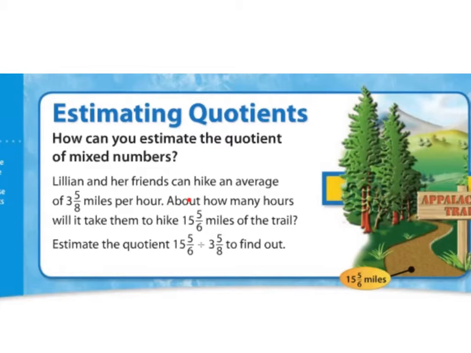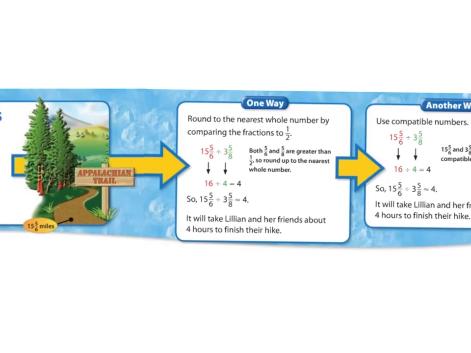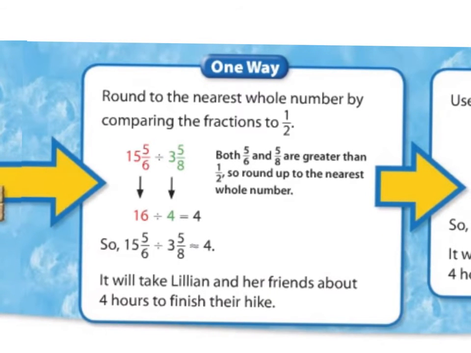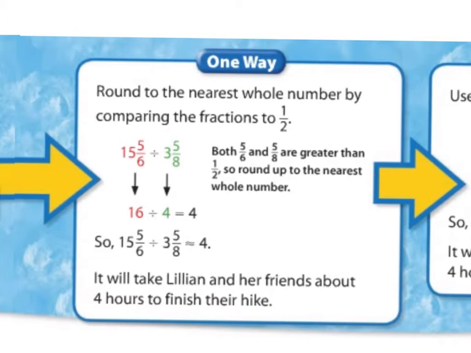I see that they put in the word here, about. That tells me that I'm going to estimate. I'm going to look for that keyword in sentences to tell me if I'm going to estimate or not. All right, moving on. So the first way that we can round during this lesson would be to look at the fraction, and you're going to ask yourself, is it greater than or equal to 1/2?